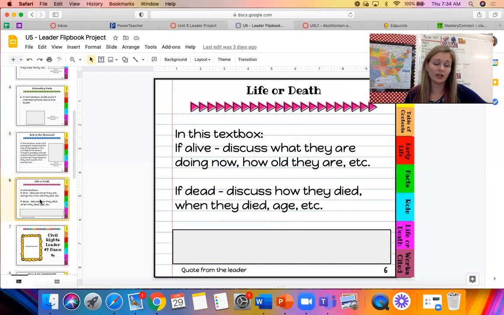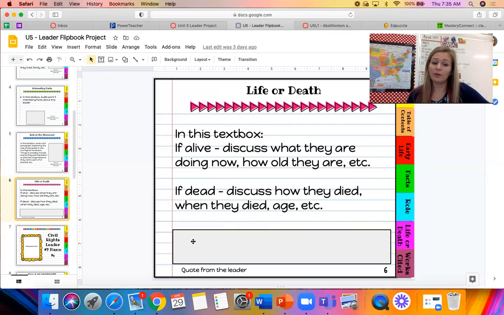This is where you're going to give me information about their life or death. So in this text box, if they're alive, you're going to discuss what they're doing now. How old are they? Have they continued to play a role in the civil rights movement, or for civil rights even after the movement technically came to an end? Or if they're dead, tell me how they died, when they died, how old they were, all of that information.